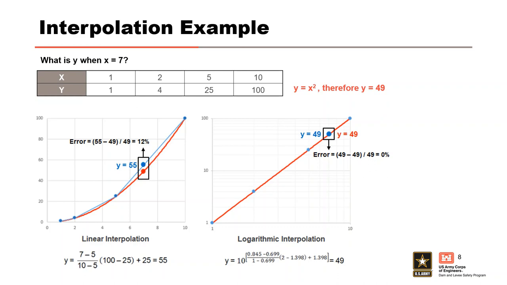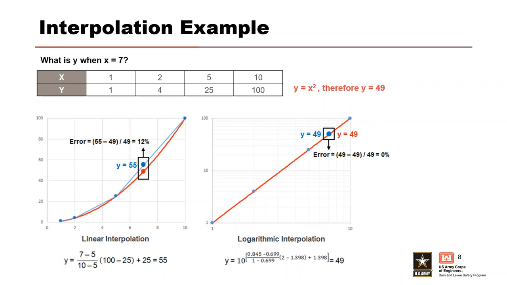Next, we have another example that illustrates the importance of evaluating your data and why the interpolation method matters. We are given a simple numerical example where y equals x squared. If we were to interpolate linearly to find the value for y when x is 7, you would take your two closest data points on either side, in this example, x equals 5 and x equals 10, draw a straight line between them, and pull the value for x equals 7 from that line. Doing it this way, we calculate a y value of 55 as shown on the left.